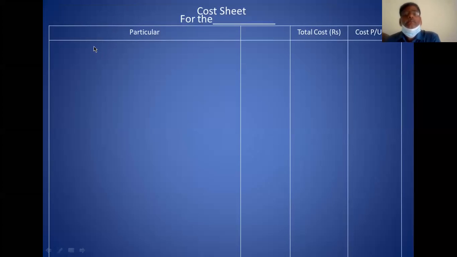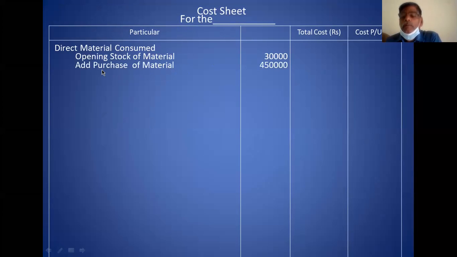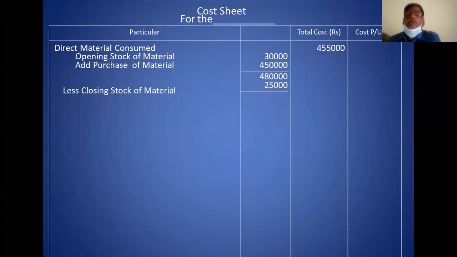See the cost sheet. I have not yet taken the period. First is direct material consumed. You take the opening stock. Opening stock is 30,000. Add purchase 4,50,000. Total is 4,80,000. Less closing stock 25,000. You deduct 25,000. Then raw material consumed is 4,55,000. Okay.